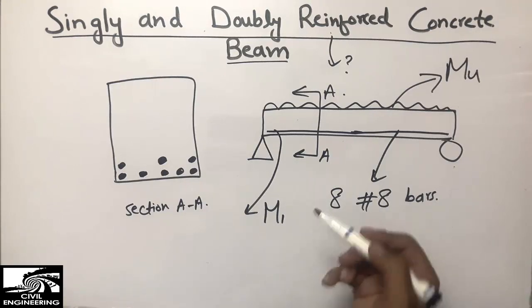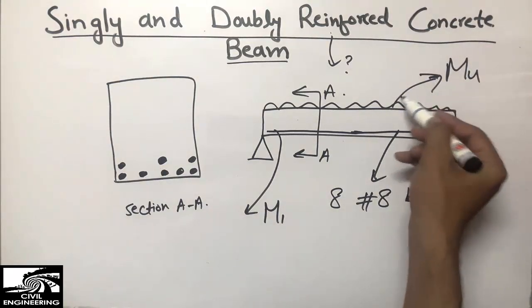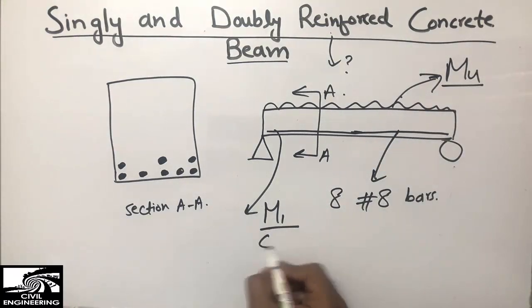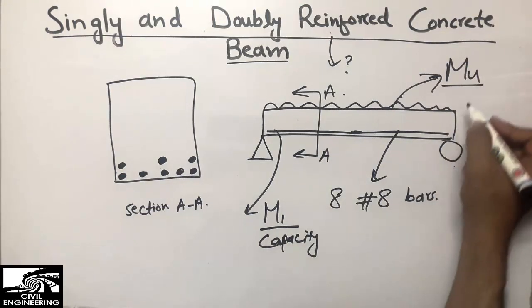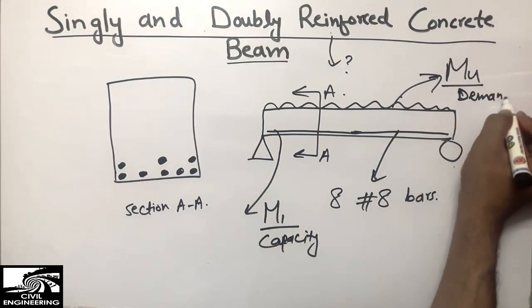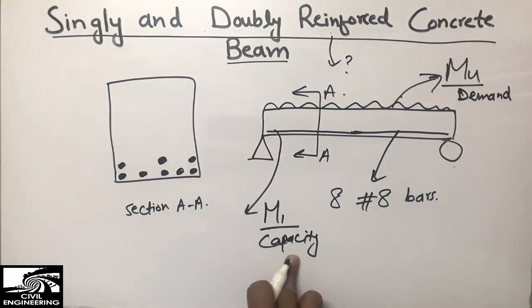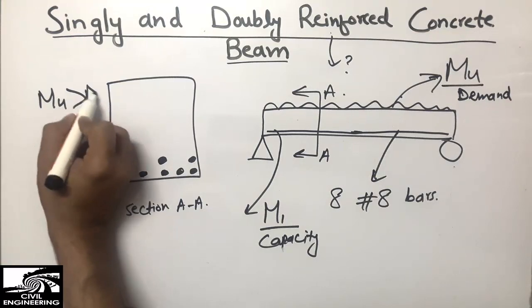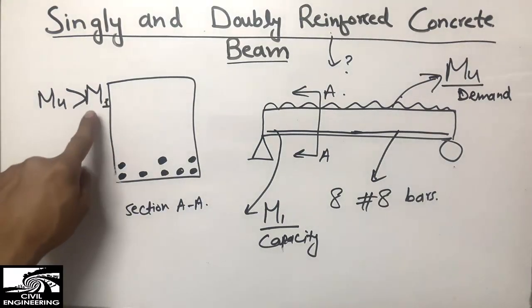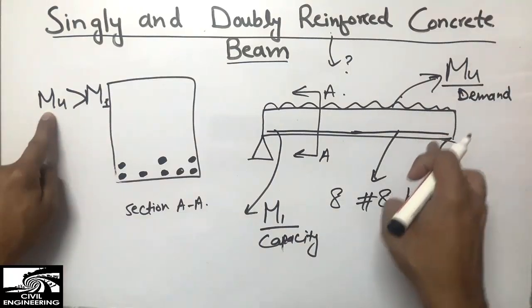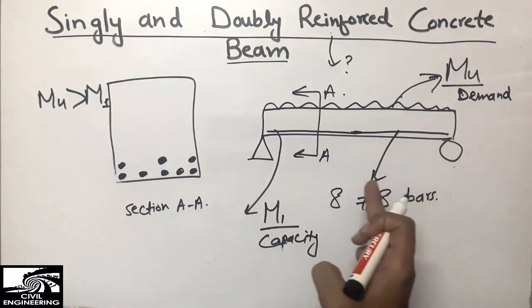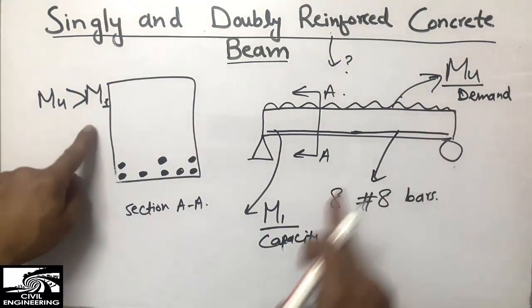So let's take an example that MU is the demand, the load coming on this beam, and M1 is the capacity of this beam, right? This is the capacity of this beam, M1, while MU is the demand of the load coming on this beam, and this is the resistance. So in this case, if the demand MU, I'm writing it here, is greater than M1, right, when the capacity of the beam is less and the moment demand is more, this beam will definitely go into deflection, and it will break. Why? Because the moment demand is more and the capacity of this beam is less.